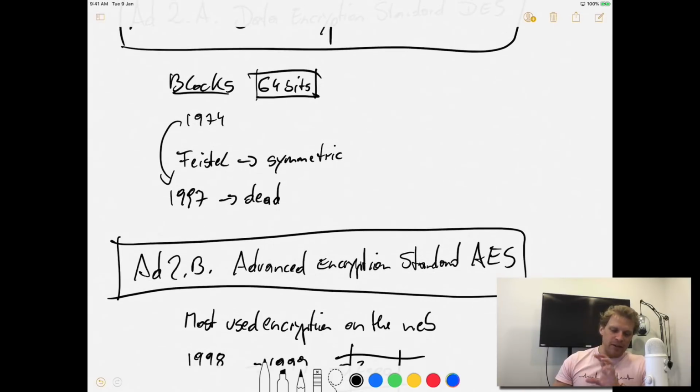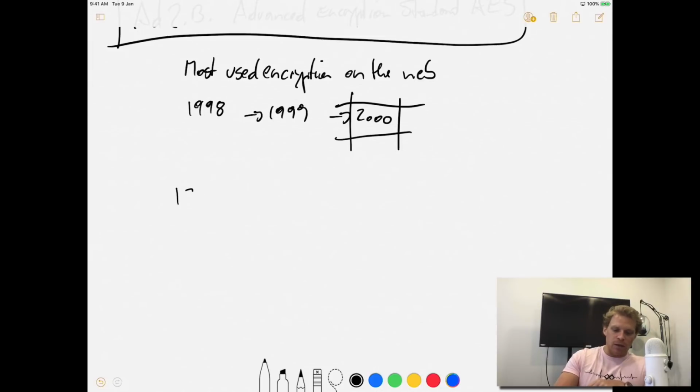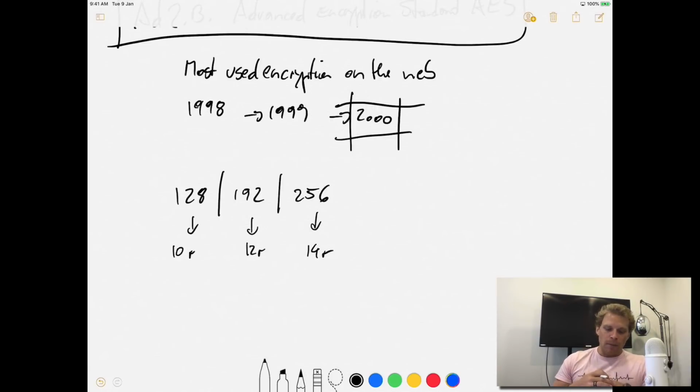It works with some basic building blocks compared to DES. Instead of only encrypting 64-bit blocks, you encrypt 128, you can do 192, and you can even do 256-bit blocks. So the blocks get larger, and the larger the blocks are, the more rounds you have to do. Here you need to do, I think, 10 rounds. Here you need to do 12 rounds. And here you need to do the highest, 14 rounds. Obviously, security goes up the more bits you encrypt and the more rounds you do.